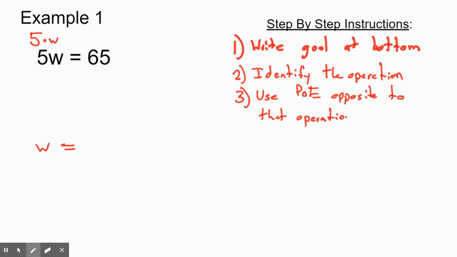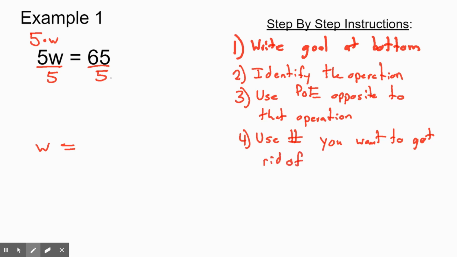Remember that when we are using an opposite property of equality, if we're either adding or subtracting, we want the number to become 0. If we're multiplying or dividing, such as we are in this case, we want it to become a 1. So we're going to divide both sides by 5, since that's also the number that we want to get rid of. And we could add that in as a step as well. Use the number you want to get rid of. We, of course, do it to both sides because we did a property of equality.